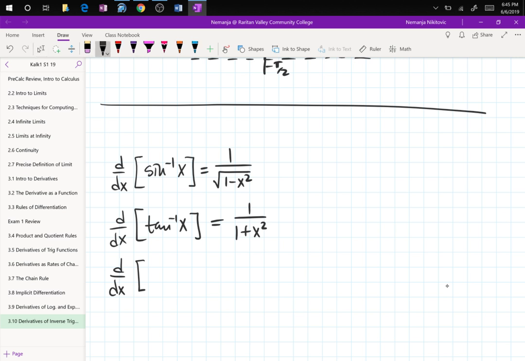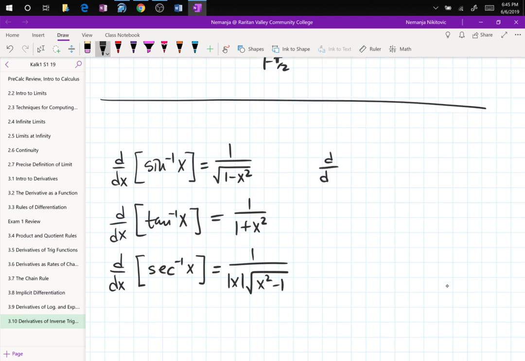And then I have the secant inverse x, which is 1 over absolute x square root of x squared minus 1. Now I will write the other 3 on the side, and you will see that remembering the other 3 is actually very easy, because they will have exactly the same formulas as the ones on the left. They just have minus signs, all of them. So you just copy everything and put the negative. So instead of 1 over square root, you have a negative 1 over square root.